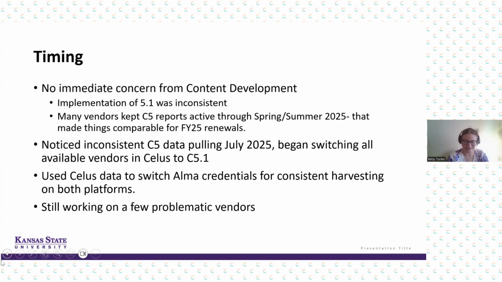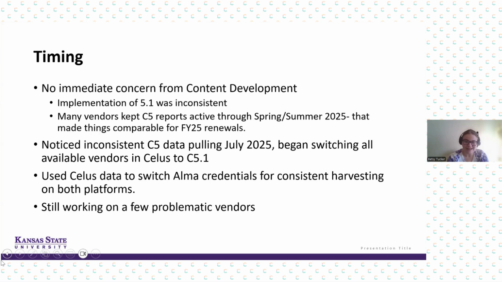So naturally, when I thought about the timing of our COUNTER 5.1 conversion, I collaborated pretty closely with the head of CD, and she didn't have a lot of concern immediately in the spring. Implementation of 5.1 was inconsistent. Many vendors were keeping COUNTER 5 reports active through spring, summer 2025. And that made it easier to compare things for fiscal year 2025 renewals. So it was more convenient all around not to worry too much about COUNTER 5.1 unless a vendor had explicitly said they were turning off COUNTER 5 at a certain point.